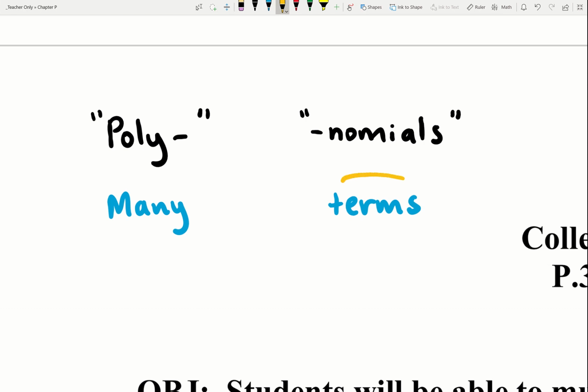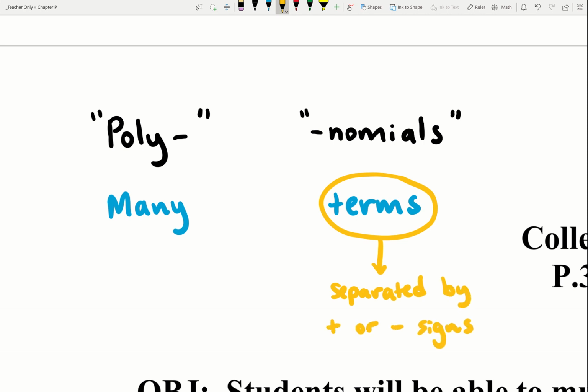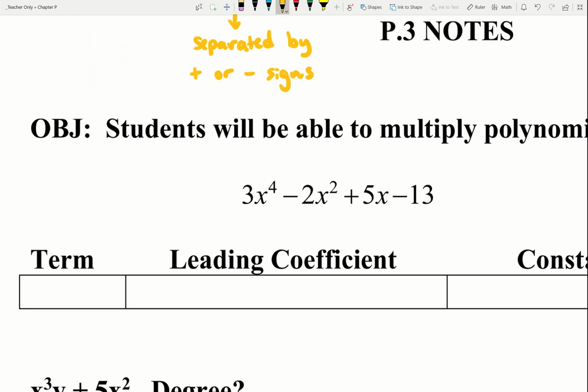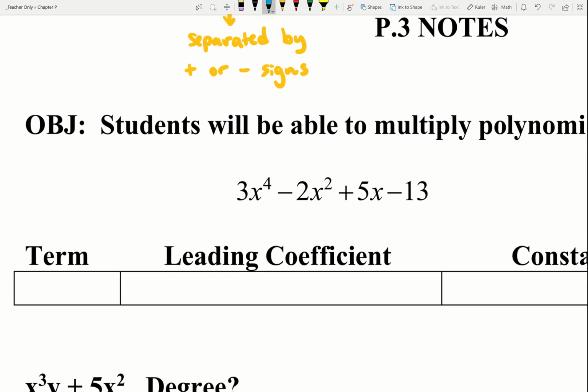And just to be clear here, when we say terms, what we mean is that these are the parts of the expression that are separated by plus or minus signs. I might just make a note of that here. For example, if I take a look at this one down here and point out all of the plus or minus signs, I've got this minus sign, this plus sign, and this minus sign. That must mean I have 1, 2, 3, 4 terms in this polynomial. So that would be a 4-term polynomial.